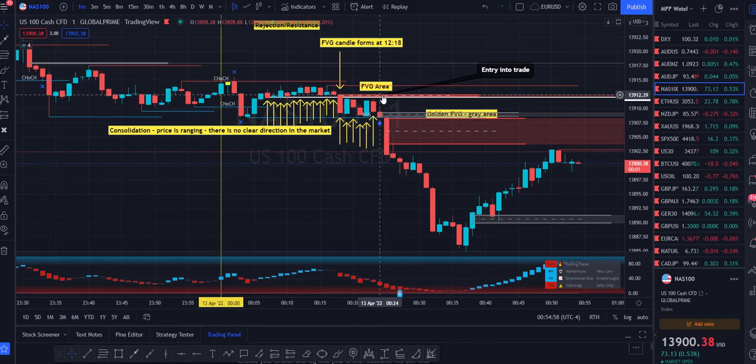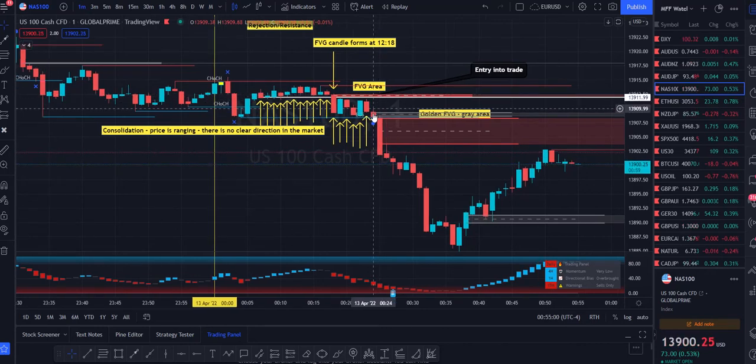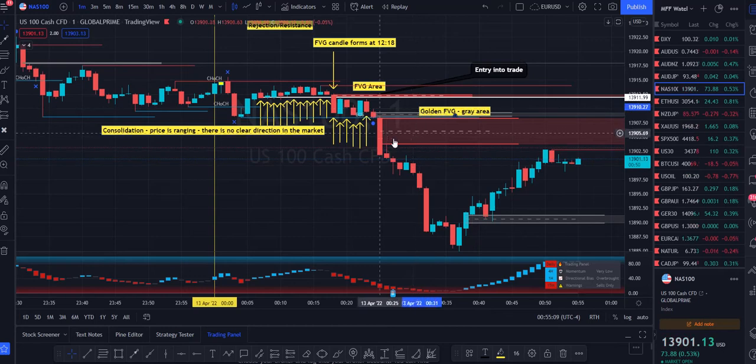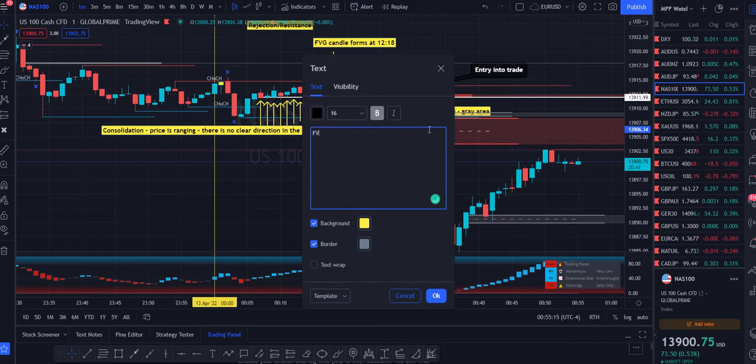So there's a couple of entry levels you can actually enter in. When this candle closed, and this candle here formed this area, this is a huge FVG gap.